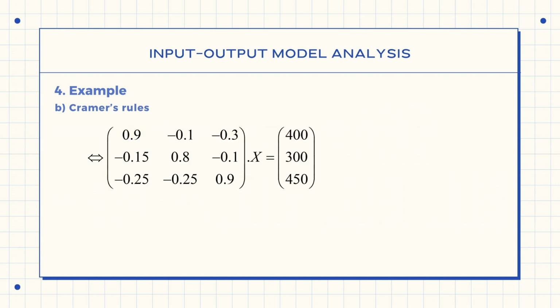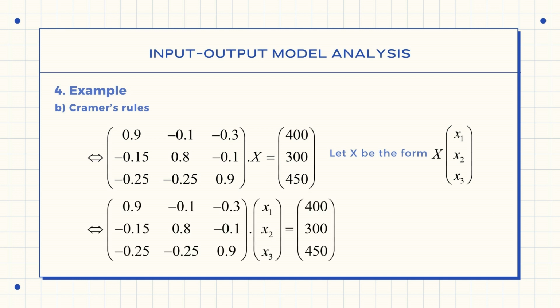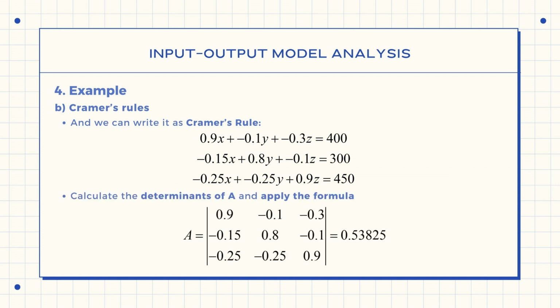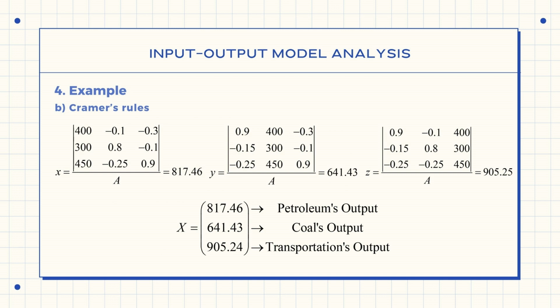Returning to our problem, we have the following, and let X be the form. Therefore, we will have the equation, and we can write it with Cramer's rule, then calculate the determinant of A, and applying the formula, we will have the exact same result as the 2 previously mentioned methods.